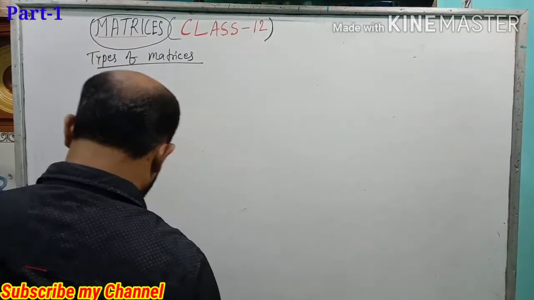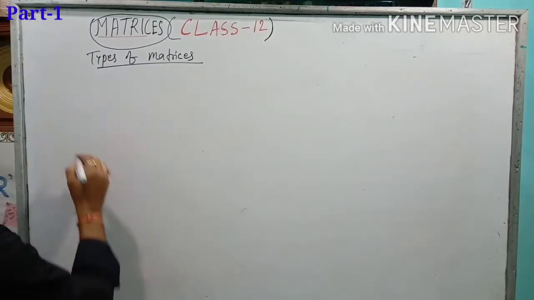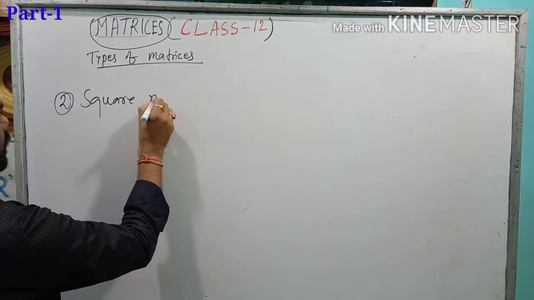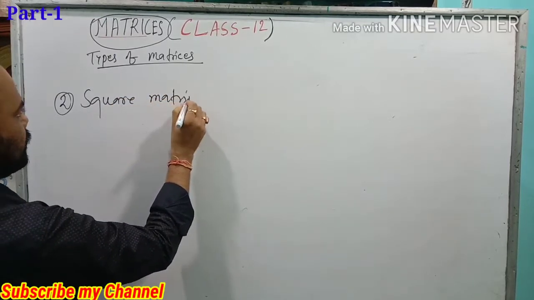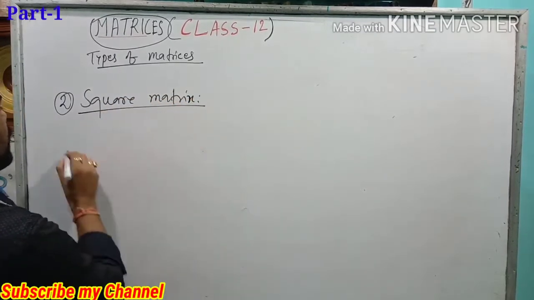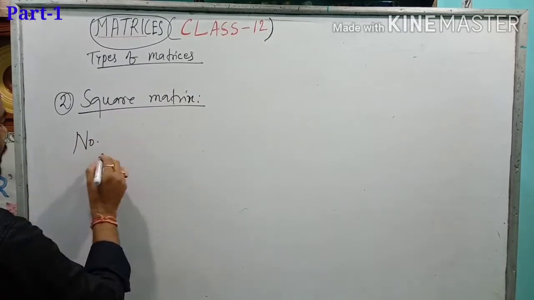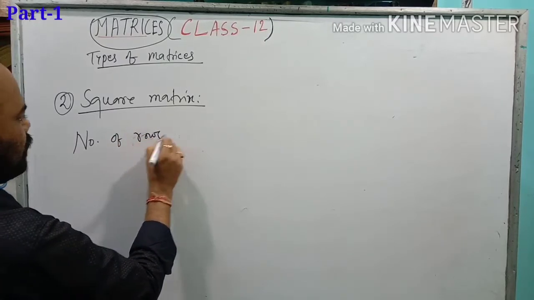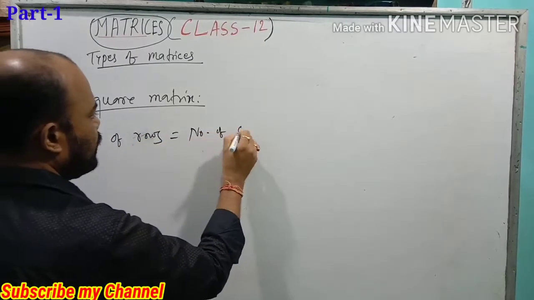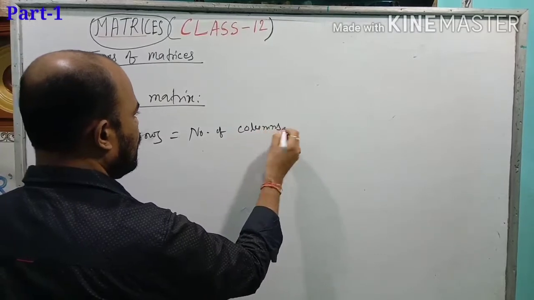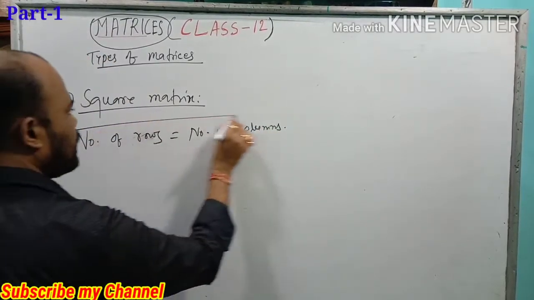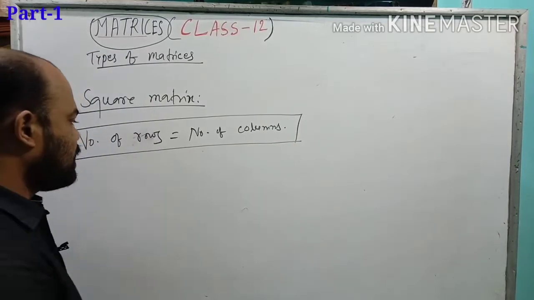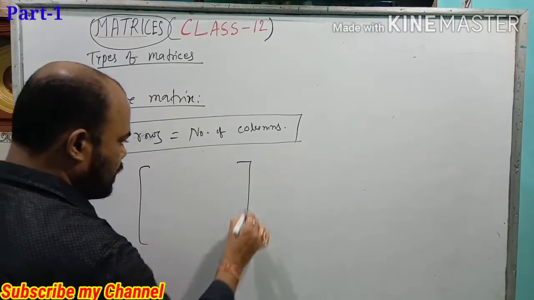As the order of a matrix is m by n, or 2 by 3, 4 by 4, the second one is a square matrix. Square matrix means what? If in a matrix the number of rows is equal to the number of columns, then the matrix is called a square matrix. For example, let us consider a matrix like this.